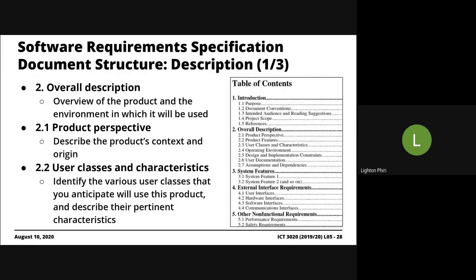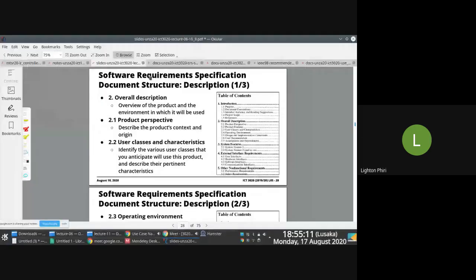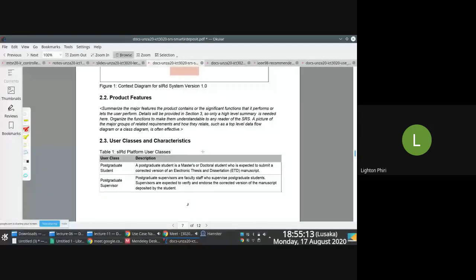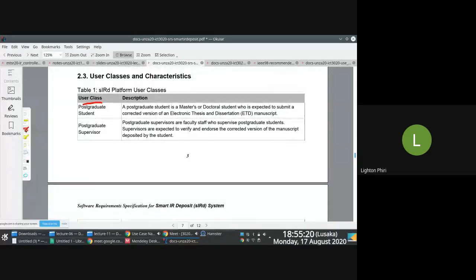And the description is as easy as what you're seeing here. So a specific user class. This is a generic thing here, right? A generic user class called postgraduate student, and a brief description of the characteristics of that particular user class and what that particular user class or user role is going to be doing with the system.